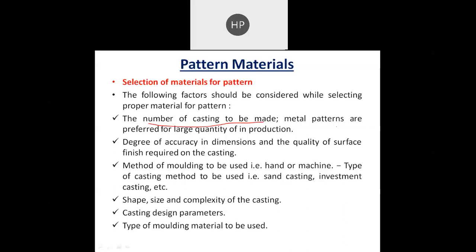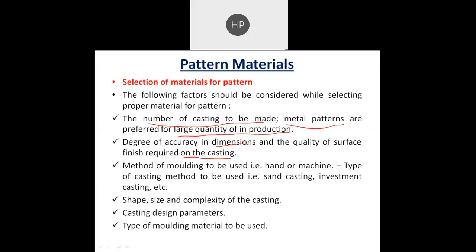Metal patterns are preferred for large quantity production. When a large quantity of the same product is to be produced, we require a long life of a pattern, so in that case we can use metal patterns. Then second, degree of accuracy in the dimensions and the quality of surface finish required on the casting.